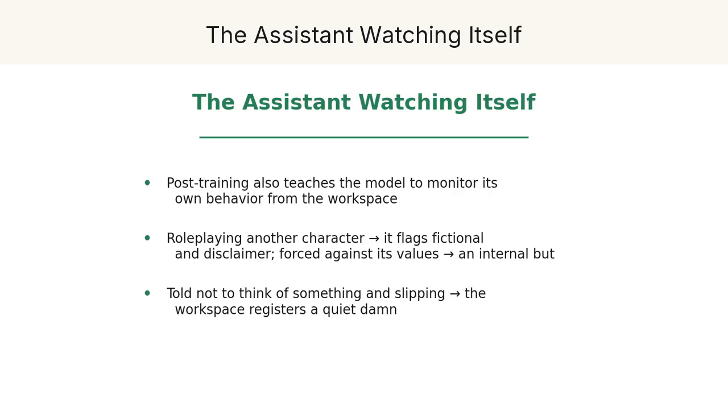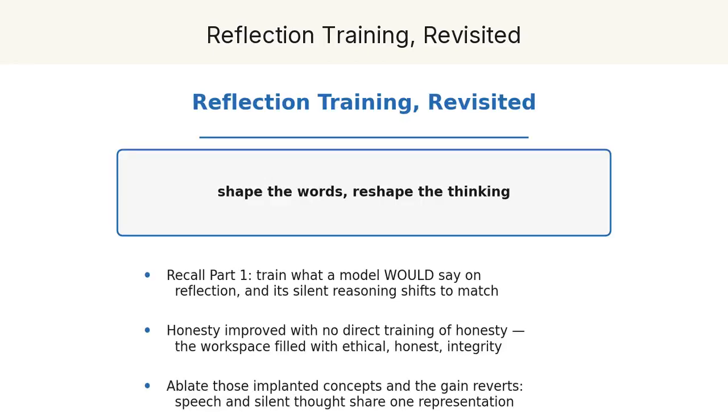The assistant, in a concrete, functional sense, is keeping an eye on itself from inside the workspace. All of this sets up the paper's boldest practical payoff, which we previewed in Part 1, and can now appreciate fully. If silent reasoning really roots through the same representations used for speech, then you should be able to change how a model thinks by changing what it would say on reflection.